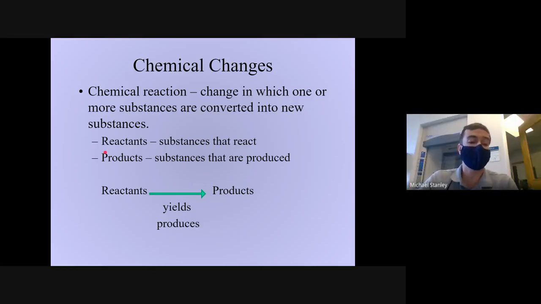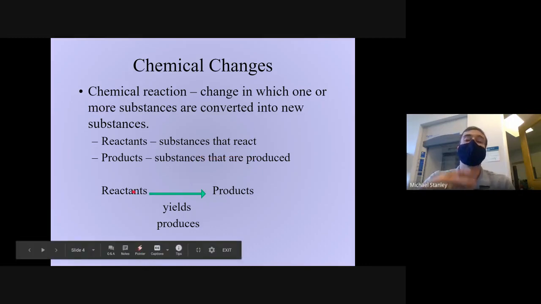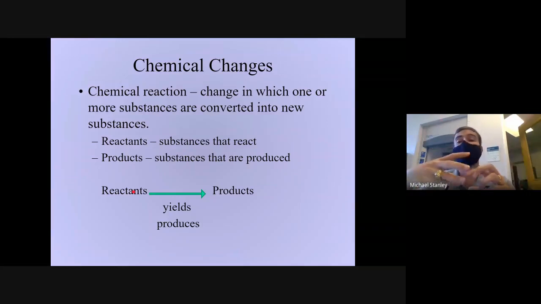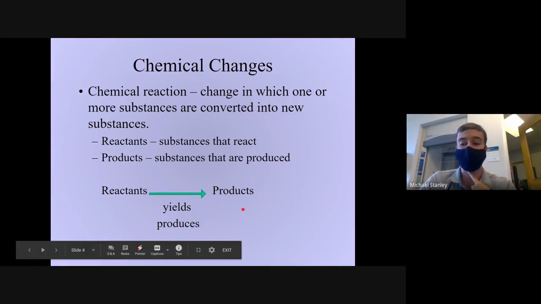So they're called the products because they are produced by the reaction. So we start with the reactants. They react together. They are combining together in different ways. They're creating maybe some bubbles. They're creating some heat. And we're ending up, or the reactants yield or produce the products.